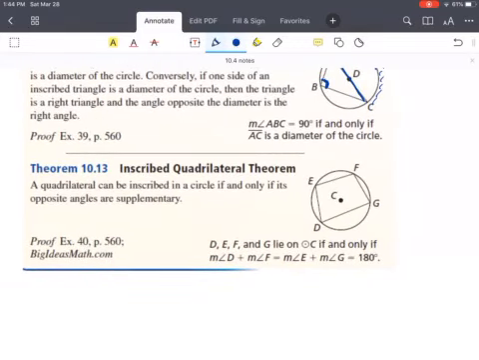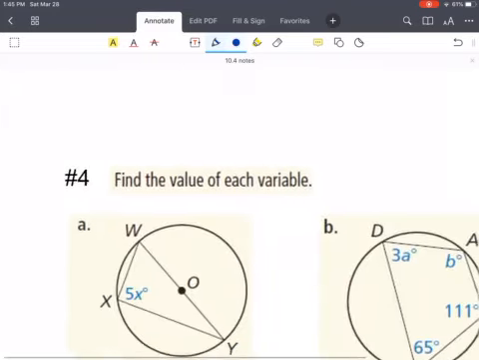And then an inscribed quad. A quad can be inscribed in a circle if and only if its opposite angles are supplementary. So we're going to know that angles E and G add up to 180 degrees. And we're also going to know that angles F and D are going to add up to 180 degrees. So remembering these two theorems and how we apply them will be extremely helpful as we move forward.